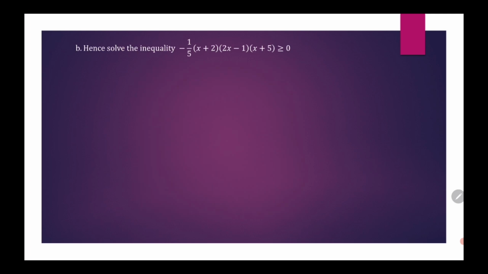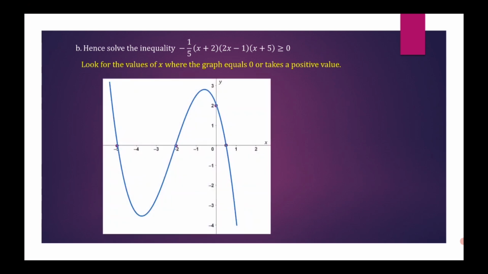In part B, we want to solve the inequality -1/5 (x plus 2)(2x minus 1)(x plus 5) greater than or equal to 0. What we need to do is look for the values of x where the graph equals 0 or takes a positive value. So this is our graph from the last part, and we can see that our function would take positive values here above the x-axis.